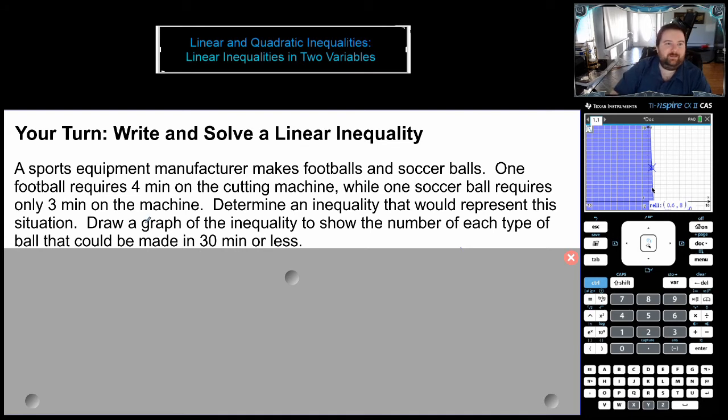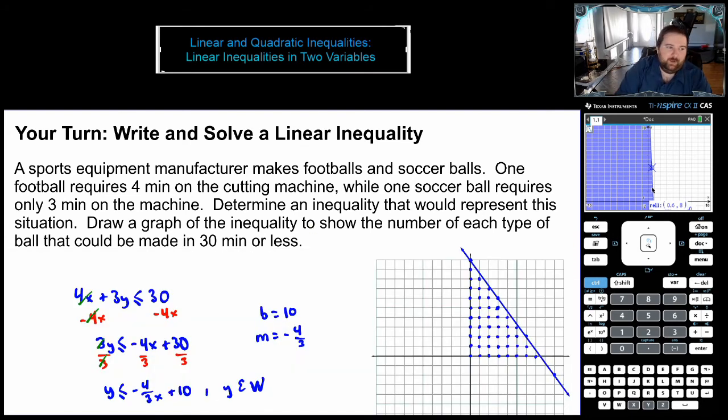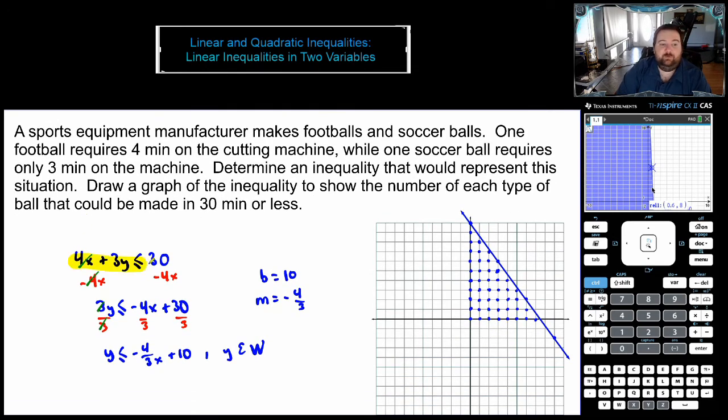Hello, welcome back. Let's take a look at the solution. So, first step is to make an inequality. You had 4 minutes on the cutting machine for your footballs, 3 minutes for your soccer balls, so 4x plus 3y, and you cannot exceed 30 minutes. So then you want to isolate this. So you have y is less than or equal to negative 4/3 x plus 10.